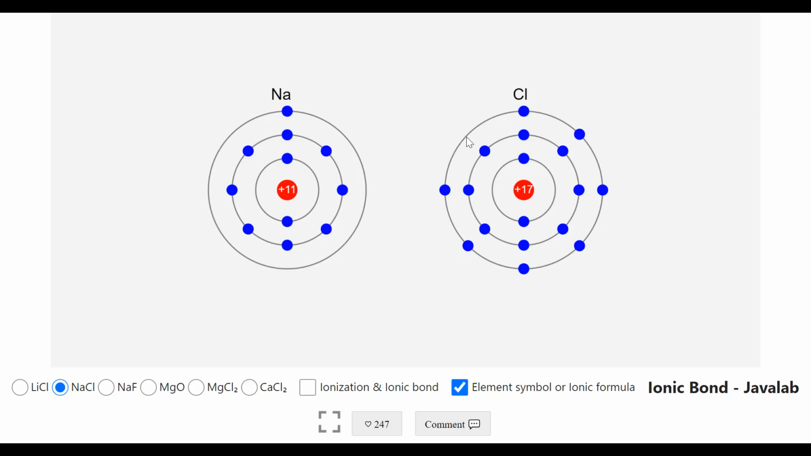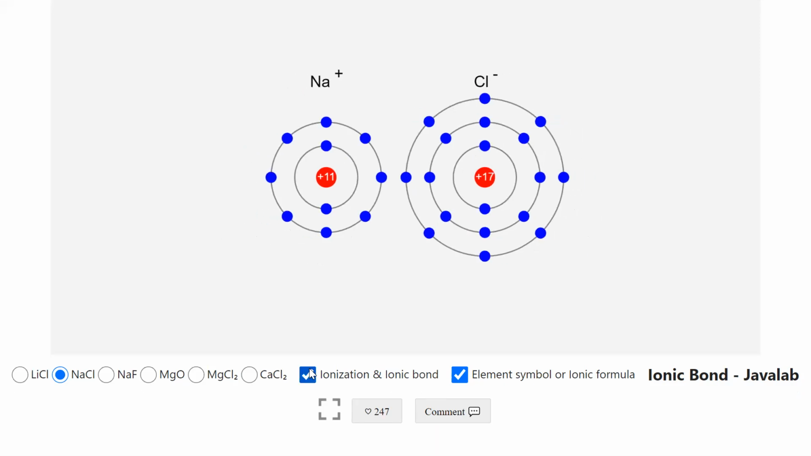So both of these are not stable, and each of them is miserable. Each of them wants to be stable. So I'll show you how they become stable. It will start by sodium losing its electron to chlorine, and this will now become a cation. This will be an anion. And then positive and negative will attract to form a compound called sodium chloride, which is the table salt we use at home. So that's how ionic bond is formed. So I want you to watch this simulation as to how it happens.